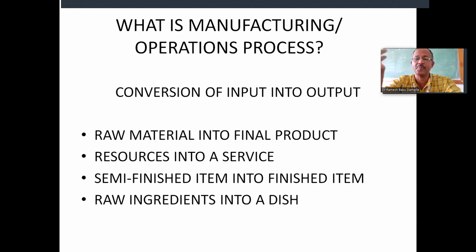Suppose a company is taking concentrated apple juice and converting it into diluted juice or some other form of product, then we say semi-finished is taken and made into a finished item. If you're taking fresh apples, preparing juice, bottling it, thermal processing, packing it and selling it, it is raw material conversion to final product. When you take food, raw ingredients are taken and converted into a dish.